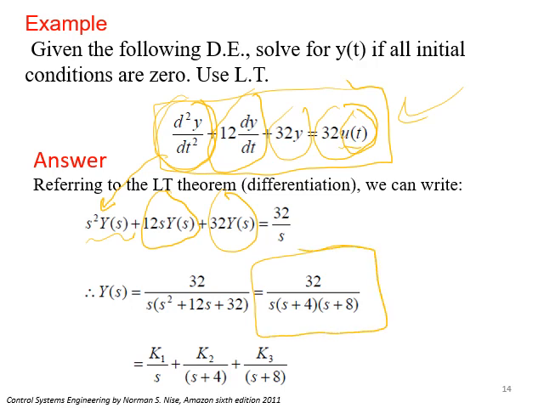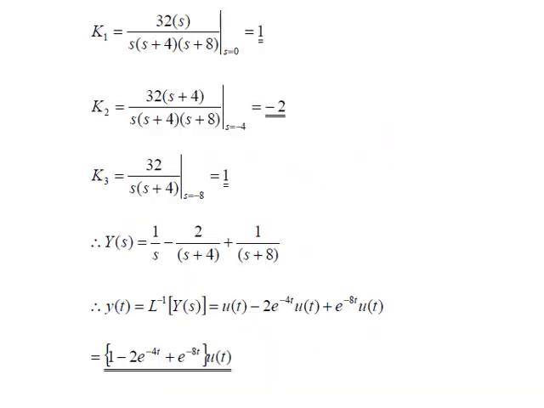Now, if you notice, the function is real and distinct. So we can find its equivalent. Its equivalent is k1 over s plus k2 over s plus 4 plus k3 over s plus 8. Now we can calculate k1, k2, and k3 similar to what we have done earlier. You will see them in the next slide. So here is k1 equal to 1, k2 equal to minus 2, and k3 equal to 1. We substitute them in the previous equation.